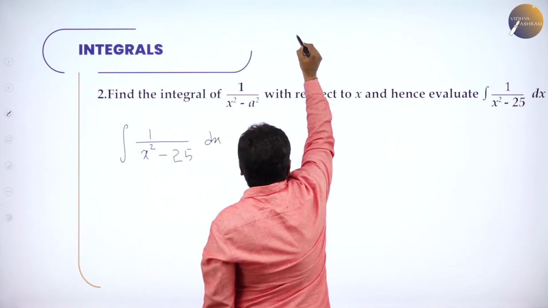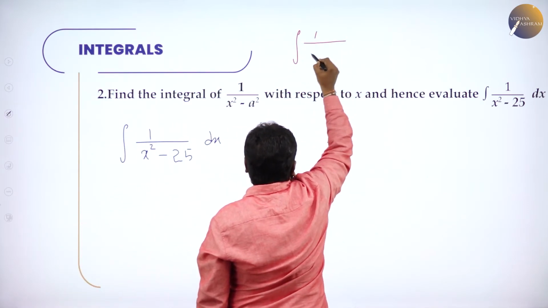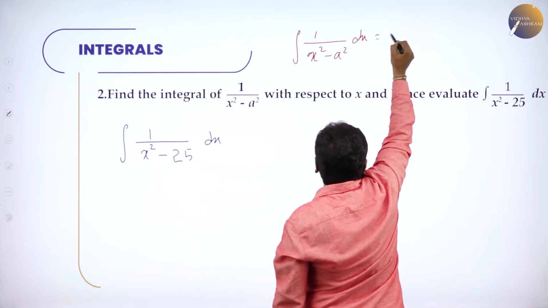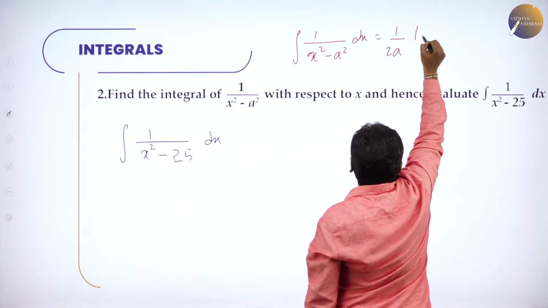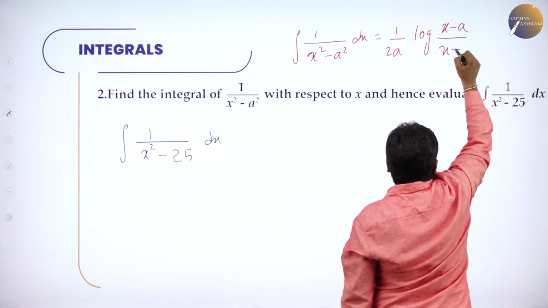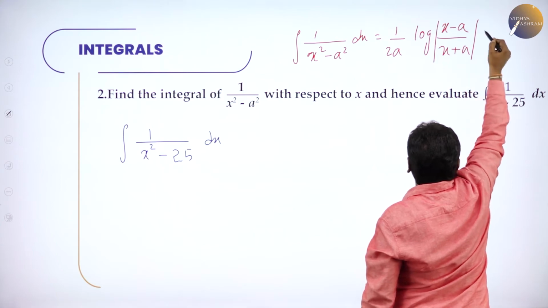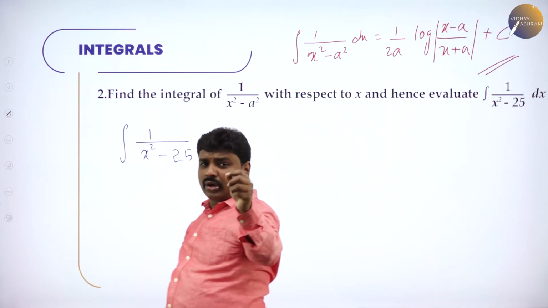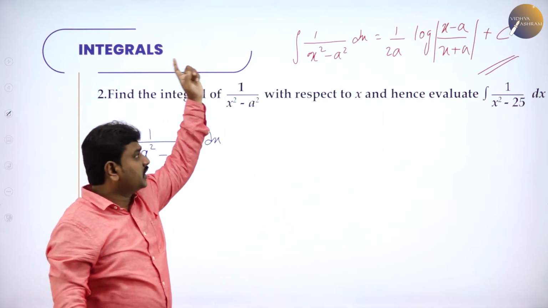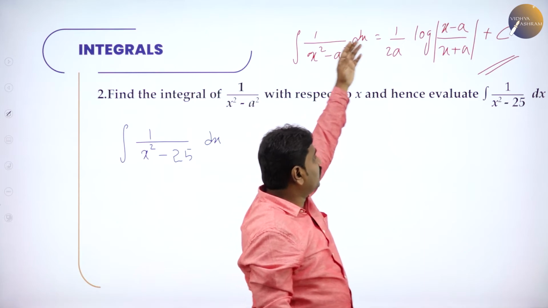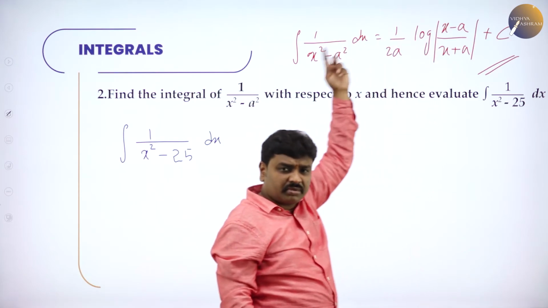What is the formula? Integration of 1 by x square minus a square dx is what? 1 by 2a log of x minus a by x plus a. You need not derive it every time. Once we have derived it, remember this formula. You have to apply the formula. Integration of 1 by x square minus a square dx, or dx by x square minus a square, is 1 by 2a log of x minus a by x plus a.